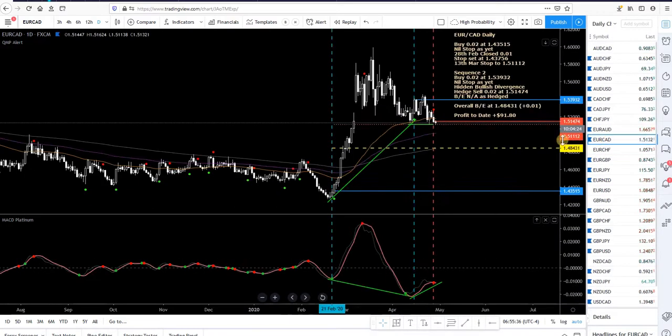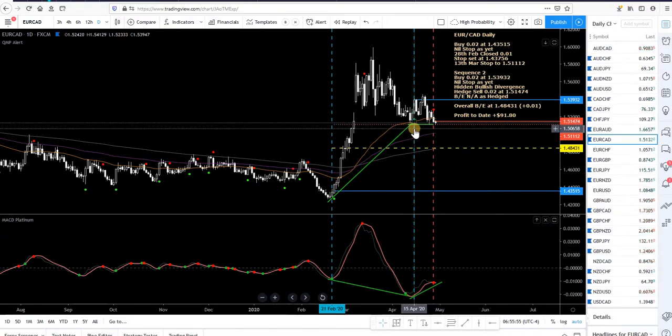Euro CAD. Might have been close to getting stopped out on it. Let me have a quick look. Not yet. All right, in a buy down here. It's got a stop in place here. So that's that buy up here. That's why I'm just looking at the stop. It's getting very close to it.